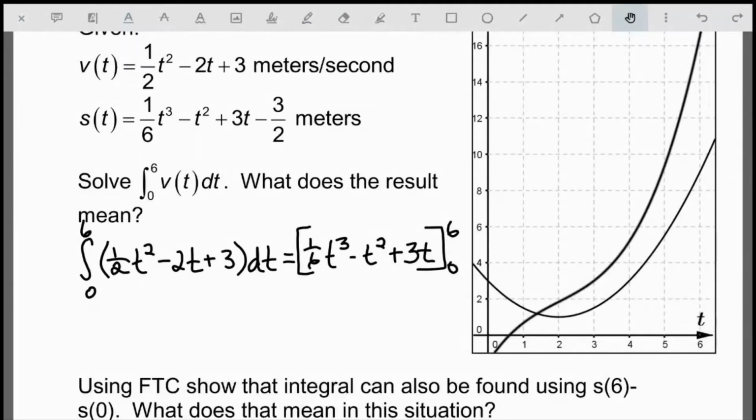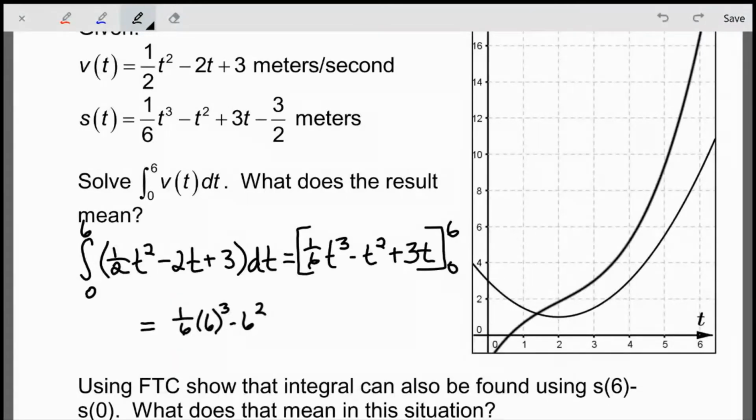Now, if I were to plug everything in here, this is the same as 1/6 times 6 cubed minus 6 squared plus 3 times 6. So that's the upper limit minus the lower limit. When I plug in the lower limit, everything's just going to give me 0 because all of those terms have t in them. And in the end, this is going to simplify down to 18. Now, since we're doing this in sort of an application setting, you can see that if I integrate the velocity function, that's going to give me my displacement. So that's essentially my change in position over that time interval 0 to 6.